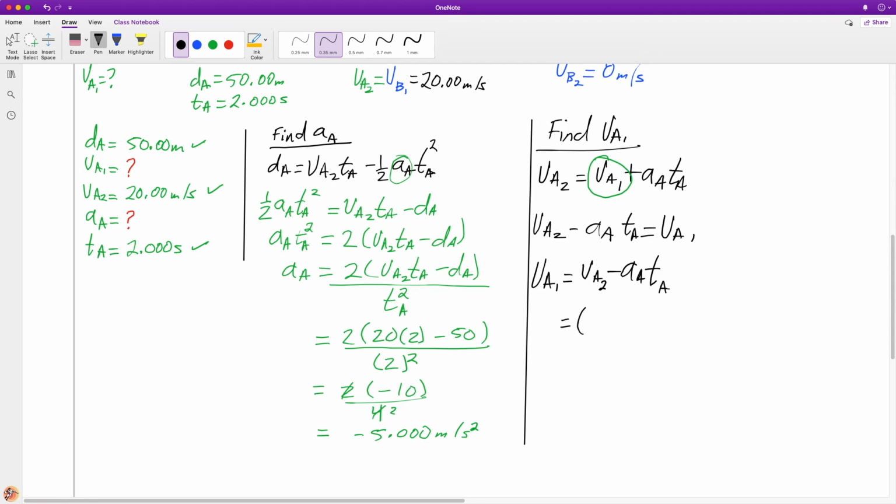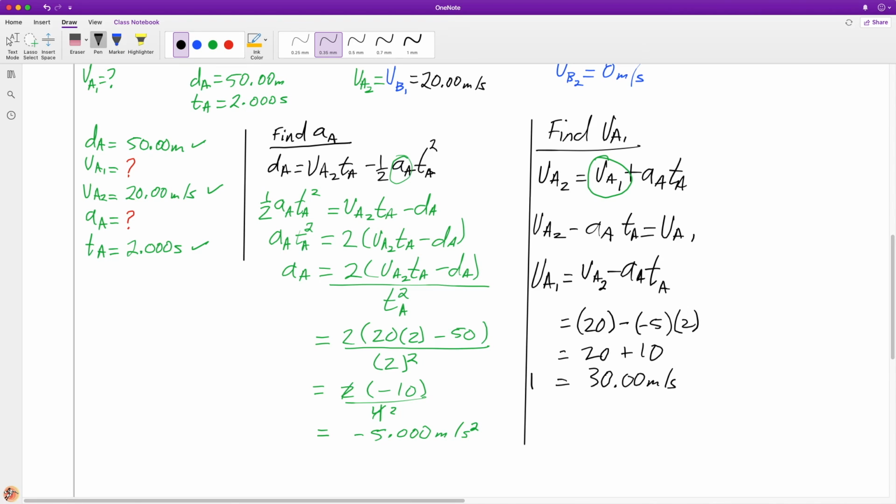Substituting in, our VA2 is equal to 20 minus negative 5. So the negative and negative will make that a positive, times 2. So that's 20 plus 2. So that's negative, negative. That's going to make that a positive. 5 times 2 is 10. So our VA1 should be, to the correct number of sig figs, 30 meters per second. All right, so that's what we've got.